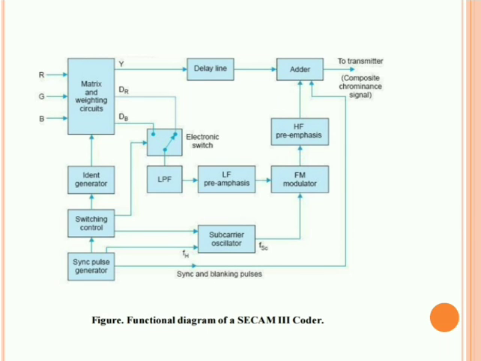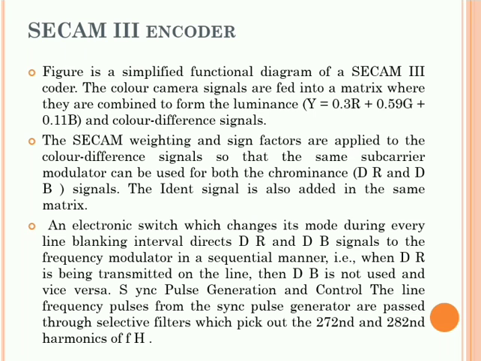This is the functional diagram for the SECAM encoder. The figure is a simplified functional diagram of the SECAM encoder. The color camera signals are fed into the matrix where they are combined to form the luminance signal, where luminance signal Y is equal to 0.3 R plus 0.59 G plus 0.11 B, and the color difference signals DR and DB. The SECAM weighting and sign factors are applied to the color difference signals so that the same subcarrier modulator can be used for both the chrominance DR and DB signals. The ident signal is also added in the same matrix.